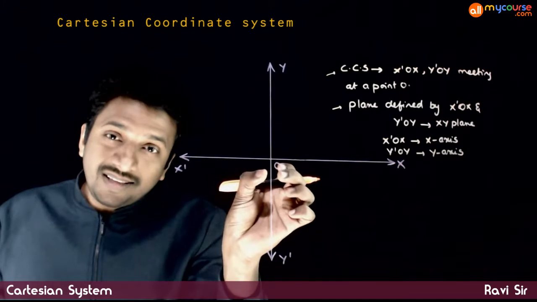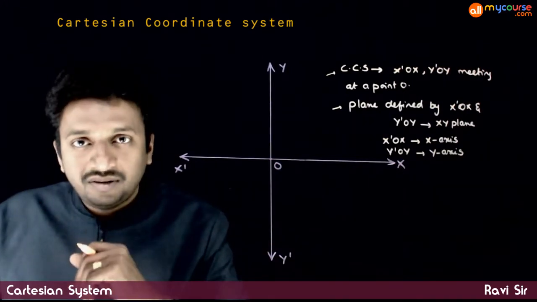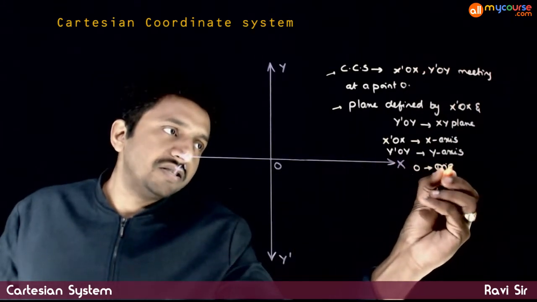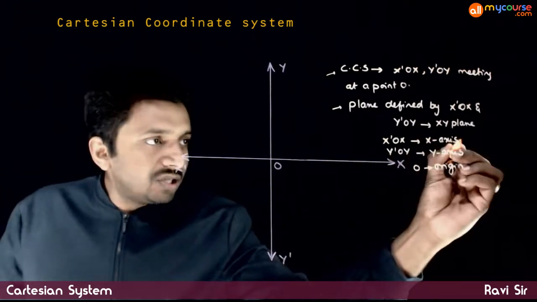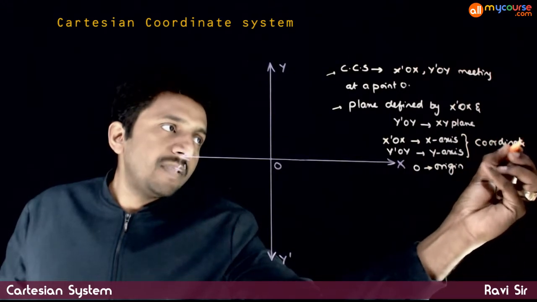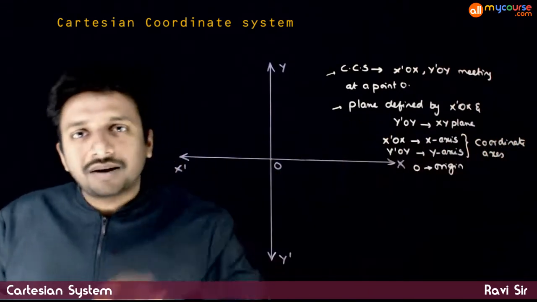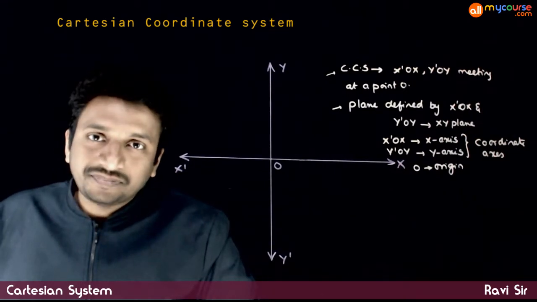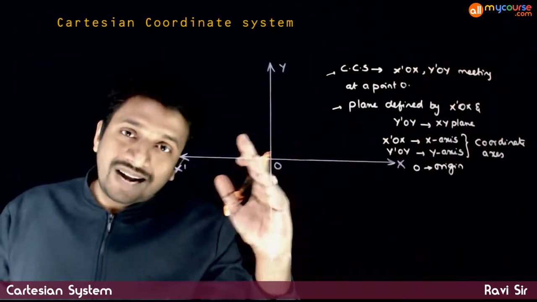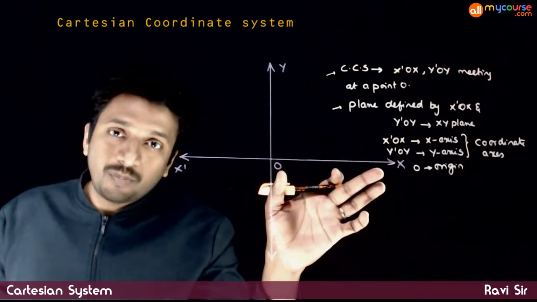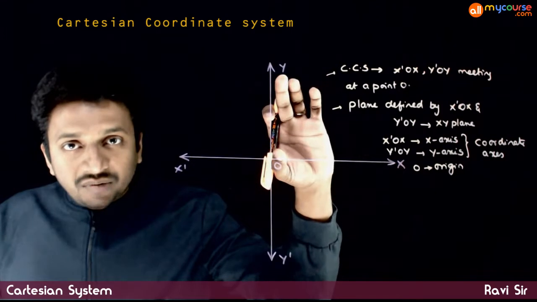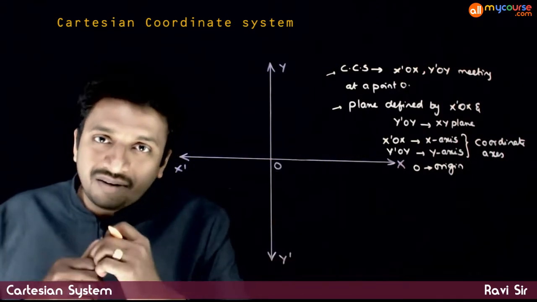And the point where these two axes meet is called the origin, usually represented by O. So O is the origin. Now these two axes combined are called the coordinate axes. In the coordinate axes, this part OX, which is on the right side of Y', is called the positive x-axis. This is the negative x-axis. OY is called the positive y-axis. OY' is the negative y-axis.